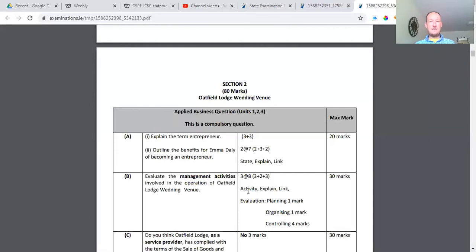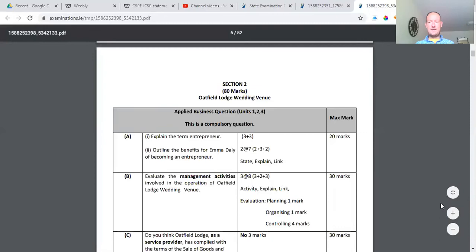And then if you look at the marks, again, you need to do a little bit of maths. 3 by 8 is 24, so you're getting 24 marks for state, explain, and put your link in. But then you're getting the last 6 marks for your heading called evaluation, where you give your overall opinions on why this was good or bad. Okay, and again, any questions, make sure you email me. I've given it out to you many times.